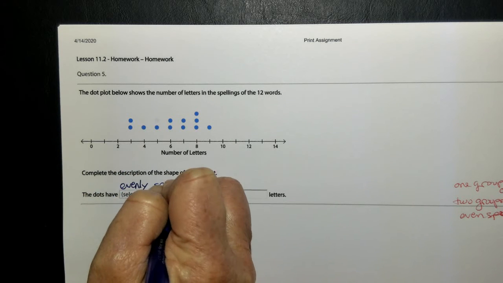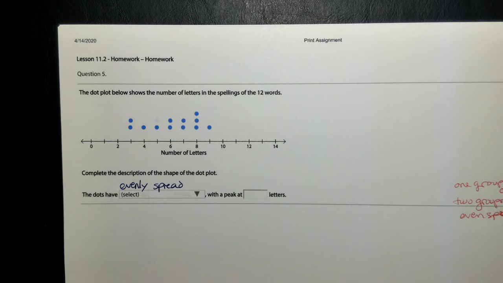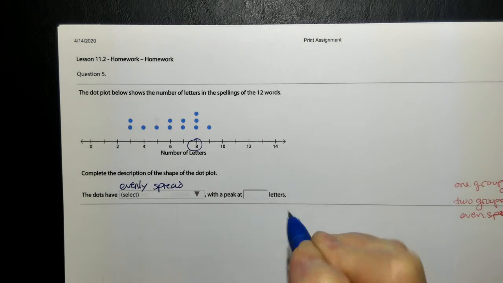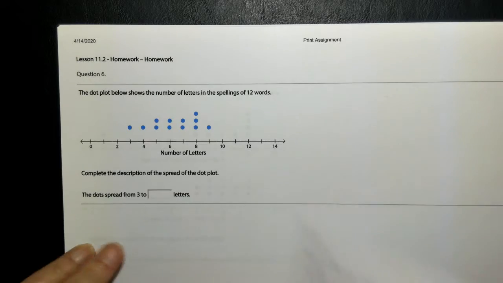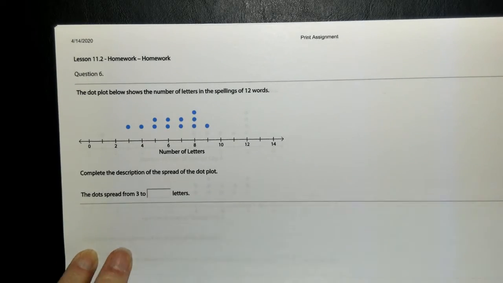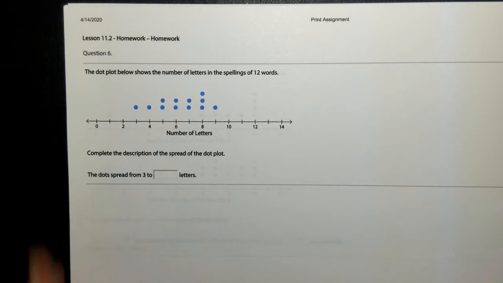Now you might get a different one when you do your homework, but please look at those options. For the peak, now this is peak, not median, which number has the most dots on it? That happens to be number 8. So 8 has the peak. Number 6, we're going to look at almost the same information. And let's see what else.